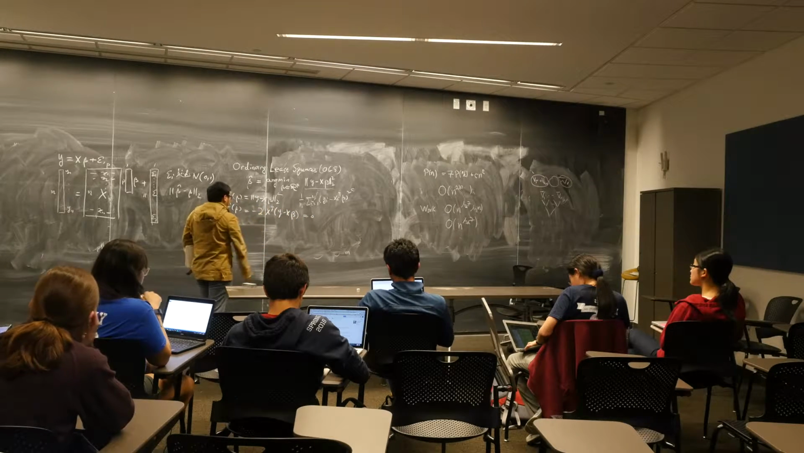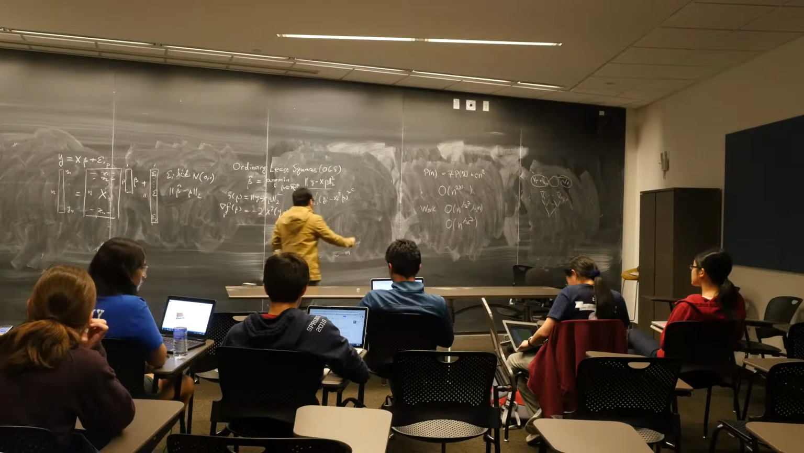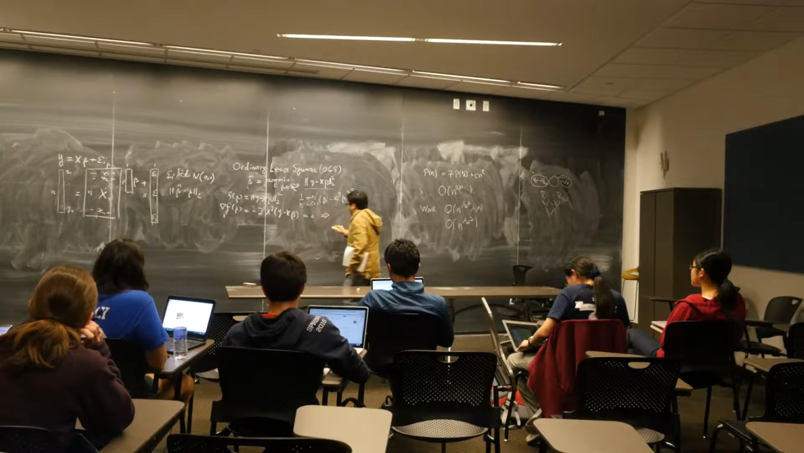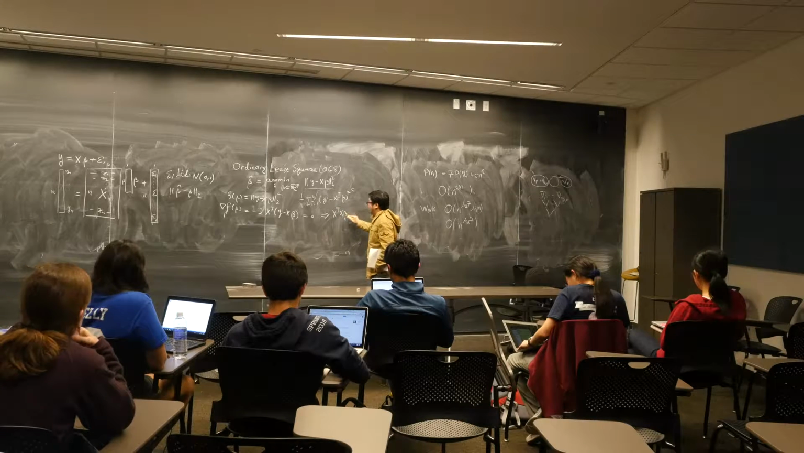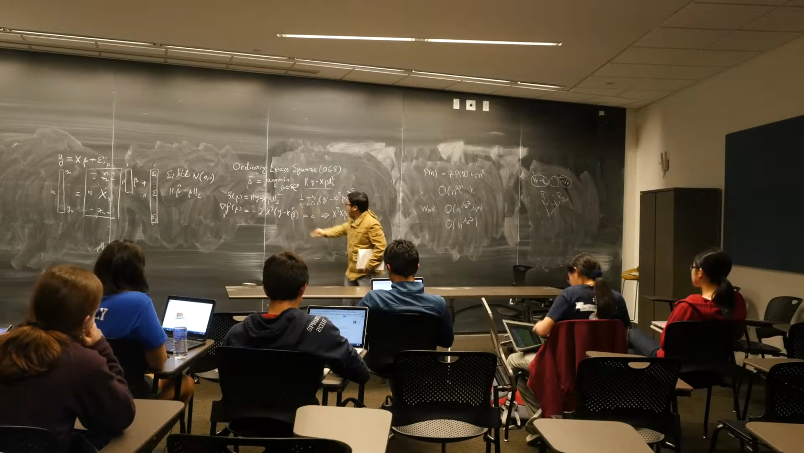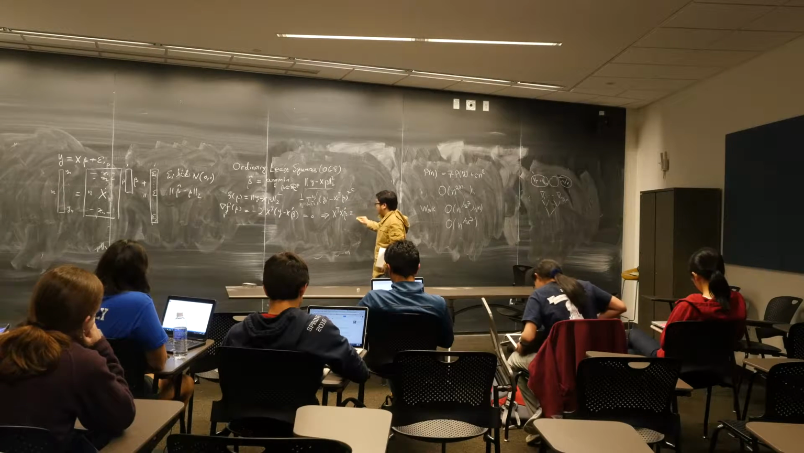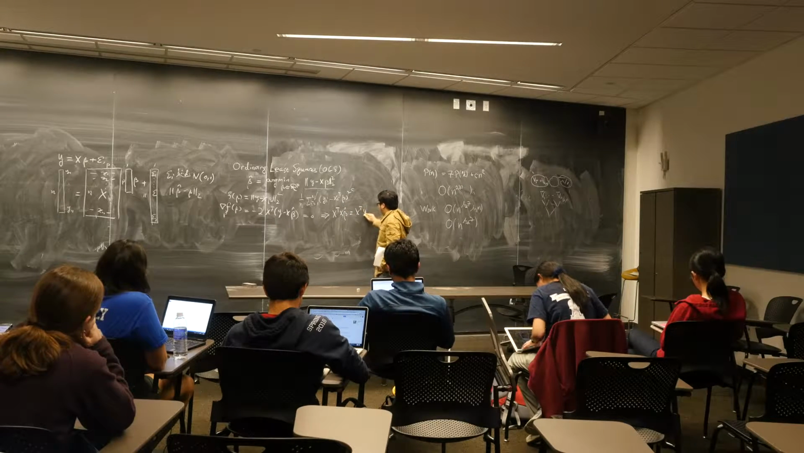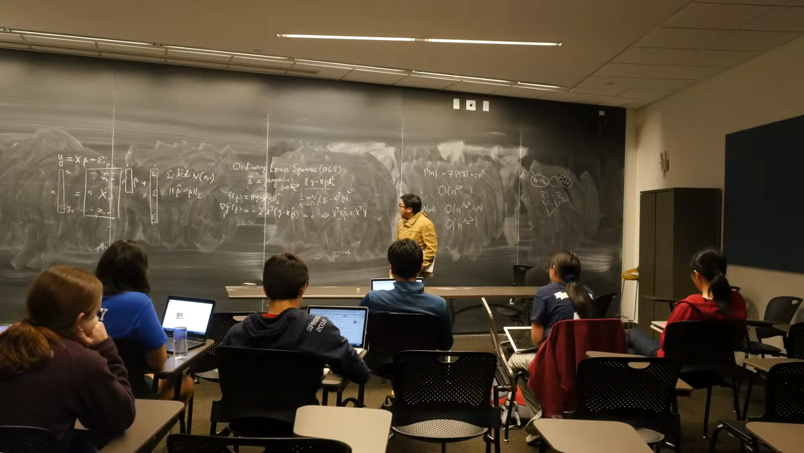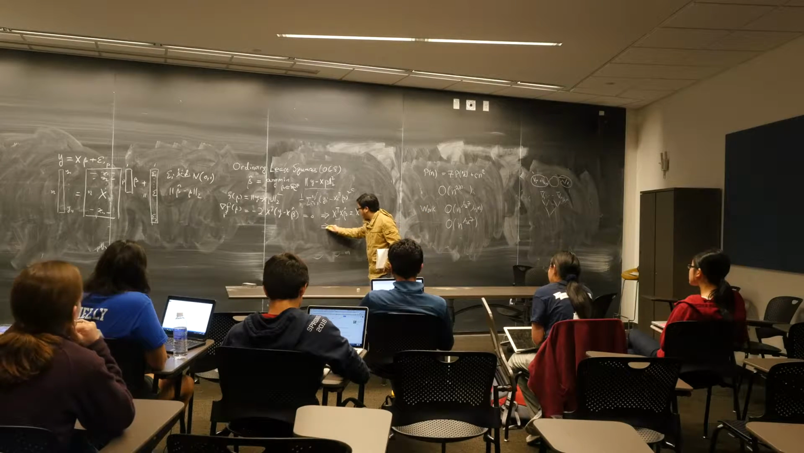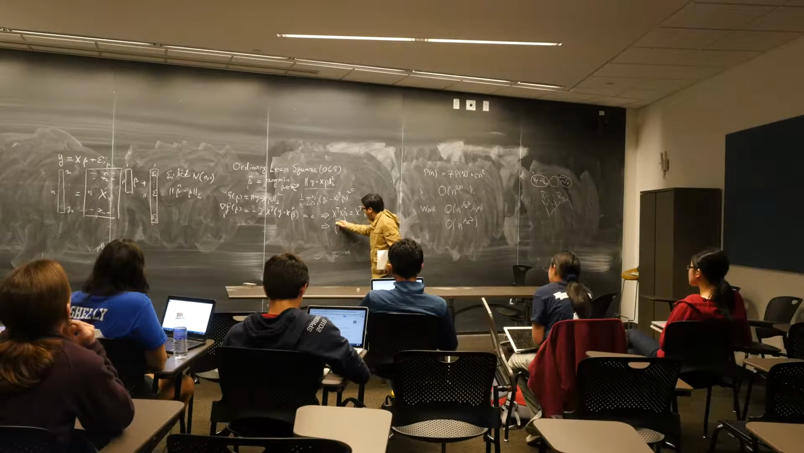I will set this to 0 and organize the terms. I will get X transpose X beta equals X transpose y. Now, assuming X transpose X is invertible, I have beta hat equals (X transpose X) inverse X transpose y.